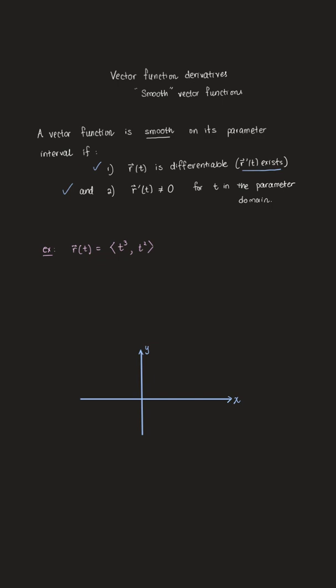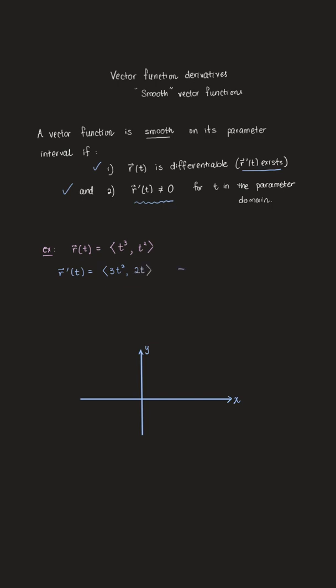Let's see why that's important. Let's see what it means when the derivative actually does equal 0. So here's an example in R2. r of t is t cubed and t squared. If we take the derivative of this function, we see that r prime of t, taking the derivative component by component, will give us 3t squared and 2t.